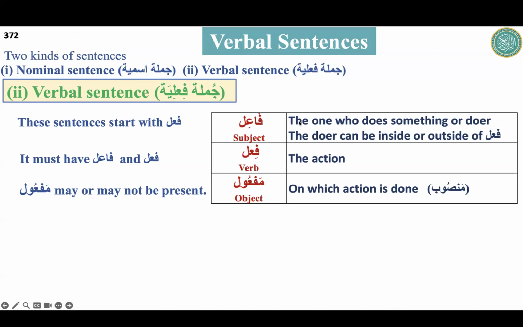Subject is the one who does something, the doer. We already know that the doer can be inside or outside of the verb. We already know about that. Only for this sentence, we just revise the concept of inside doer and outside doer. Number one, verbal sentence, Daniel.